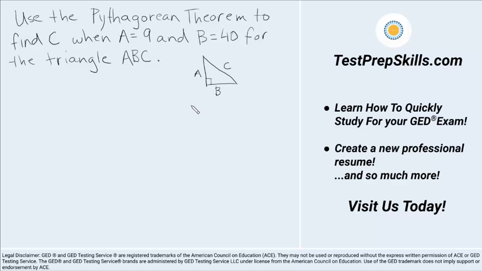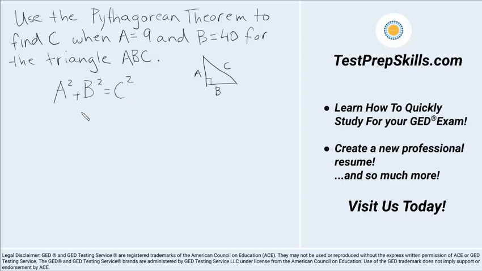Now we just need to identify our sides. We're given side A and we're given side B. And what we're trying to solve for is side C, and that's the hypotenuse, okay? The side that is across from the right angle is the hypotenuse. So what this means is we're going to use the Pythagorean theorem, and that gives us the formula a squared plus b squared equals c squared.